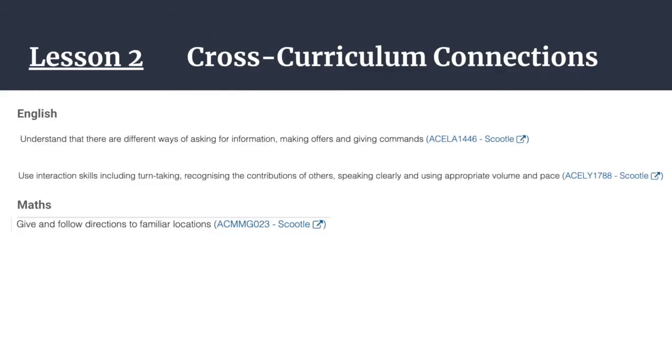The lesson makes various connections across the curriculum. The lesson links to the English curriculum as students will give commands or directions and may need to ask questions for the information needed. Students are also required to take turns, speak clearly and use appropriate volume and pace. The lesson makes connections to the mathematics curriculum as students will give and follow directions.